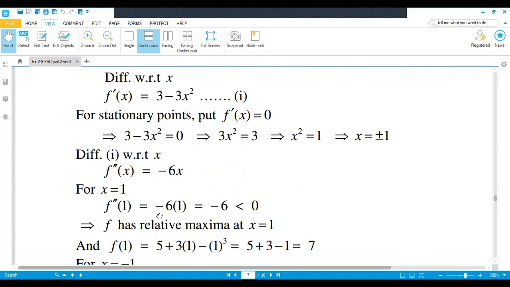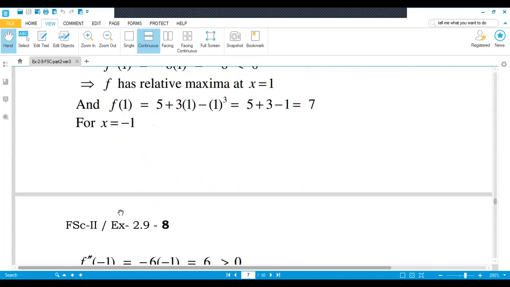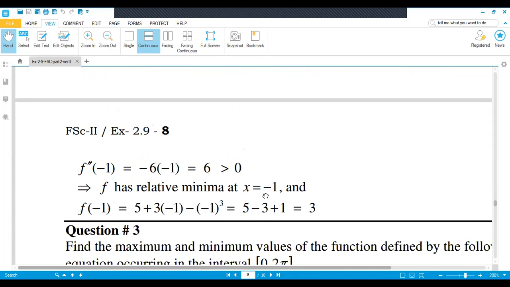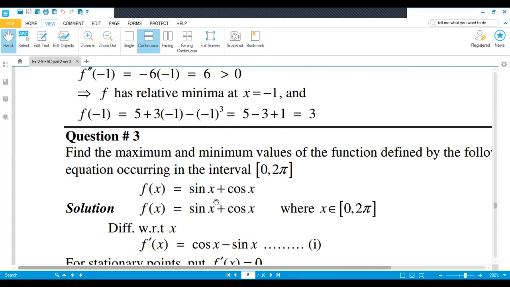Similarly, if we find two or three stationary points, for each point you put it in the double derivative and find whether the function is minimum or maximum. After that, that value of x you put in the original function.